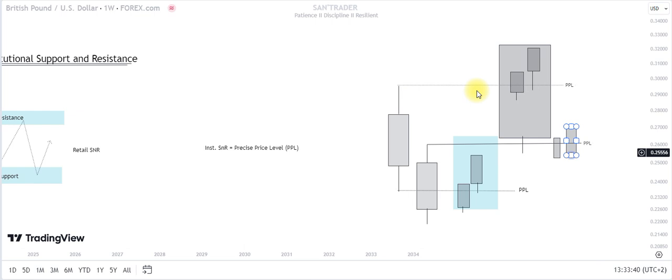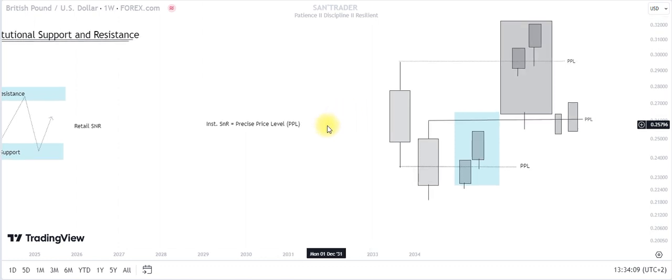So here I've combined the weekly and the H4. You can also use the daily and H1, H4 and M15, M15 and M1, monthly and daily. So let's say if these were monthly candles, I would look for daily candles to close above or below. So PPL can be used for reversal, and it can also be used for continuation. So we use PPL to anticipate swings, swing highs and swing lows.